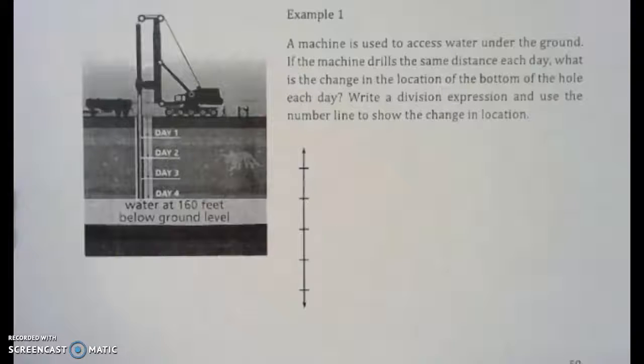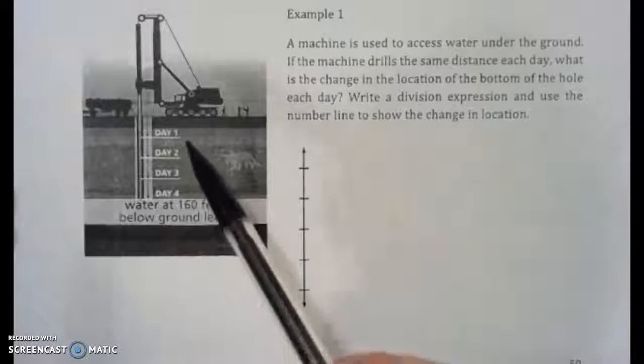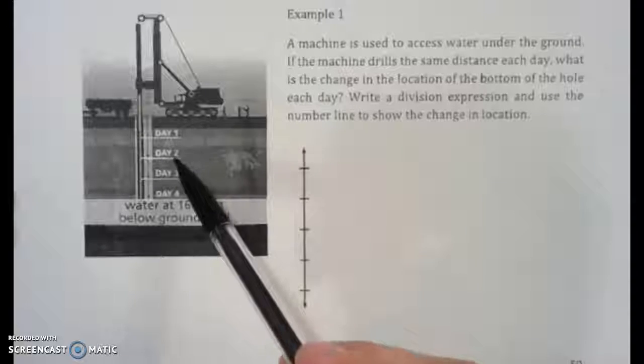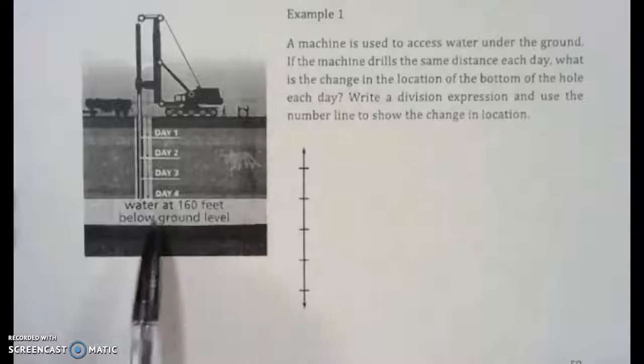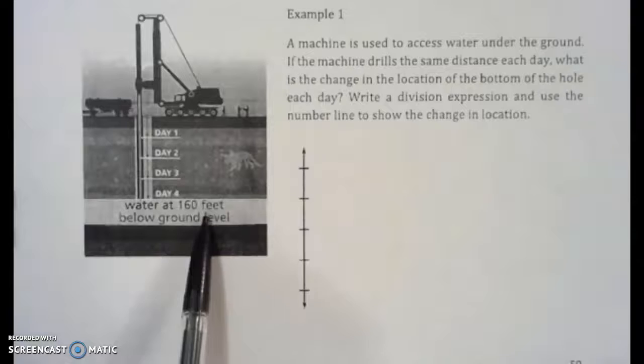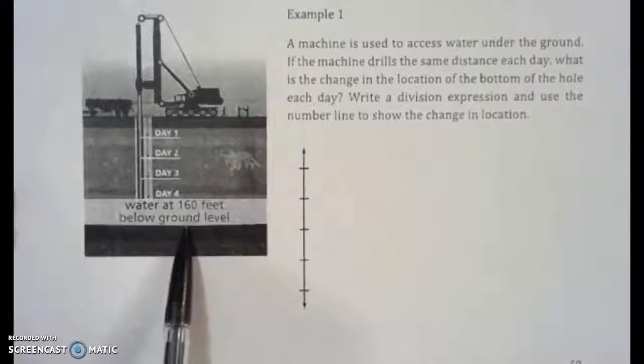In example 1, we're told that a machine is used to access water under the ground. If the machine drills the same distance each day, what is the change in the location of the bottom of the hole each day? Write a division expression and use the number line to show the change in location. Okay, and so if we look at the picture here, we can see where it was at the end of day 1, day 2, day 3, and day 4. And the water, we're told, is 160 feet below ground level.